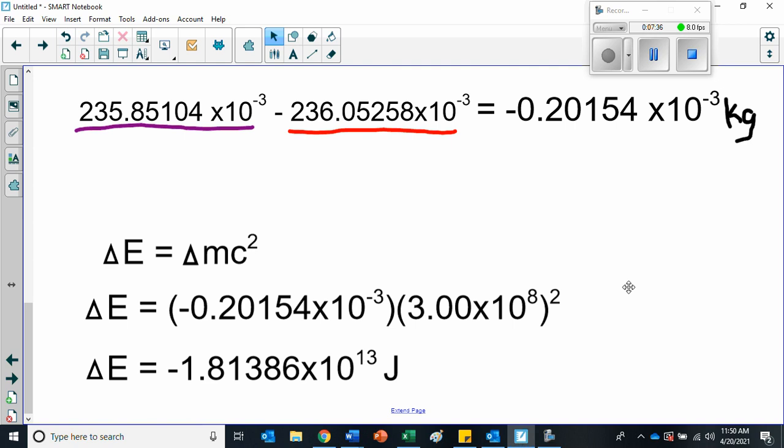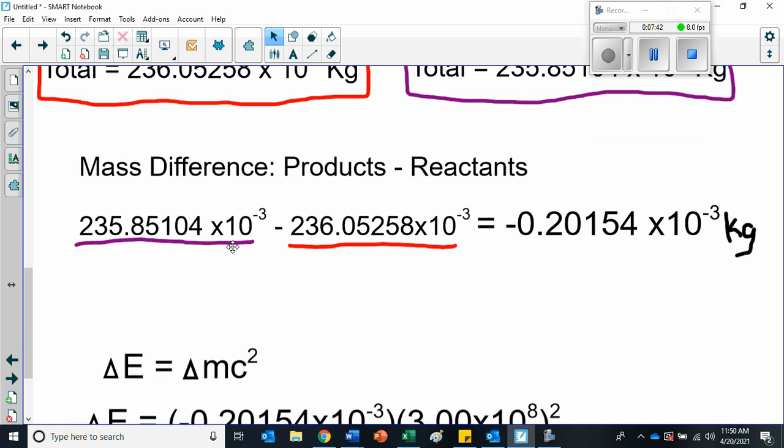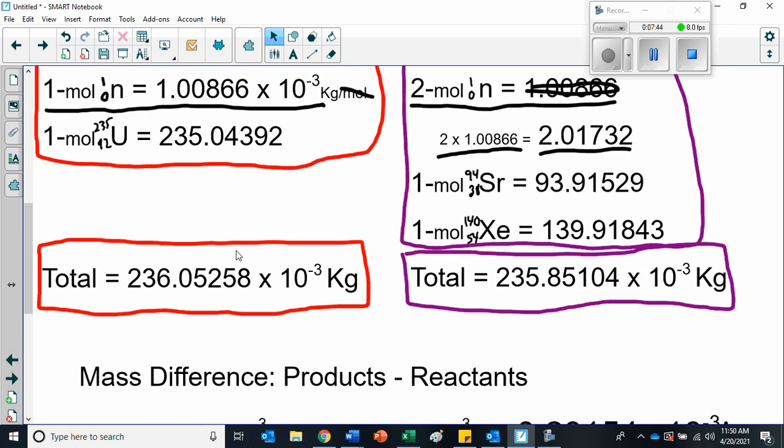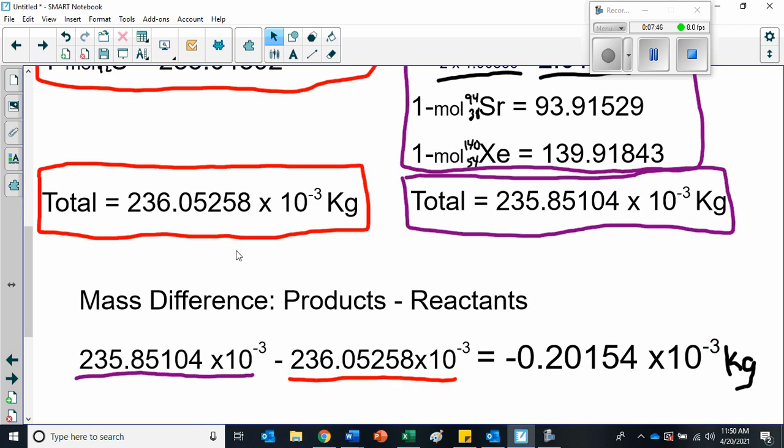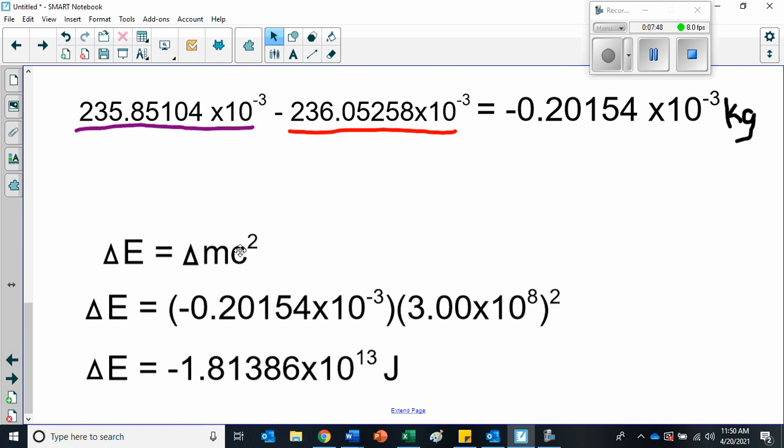Hopefully this helps. Hopefully you can go back, pause it, and walk through the 2 steps that I did. So I had the first step, figuring out the mass differences, which probably is the most amount of work. And then our second step, putting the mass change into our energy mass equivalency formula.